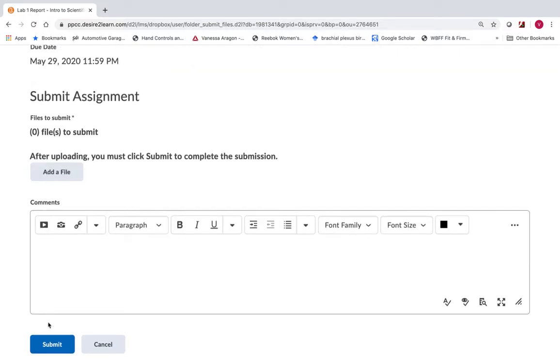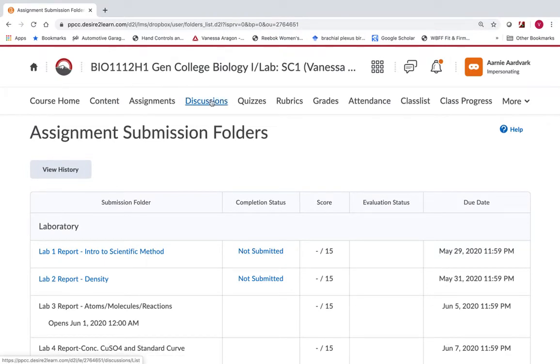Upload your file, hit submit. Say you mess up or you need to add on, you can submit several files. It will save all your files that were submitted. I'm going to go ahead and get out of there. All right, so let's go into the discussions.